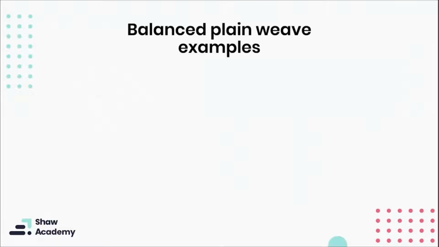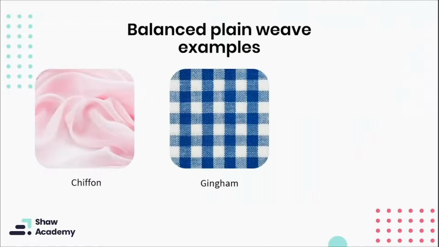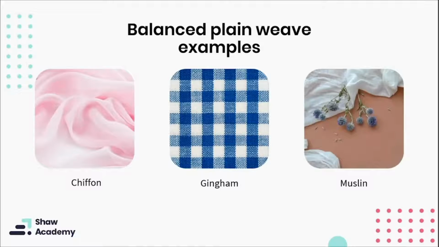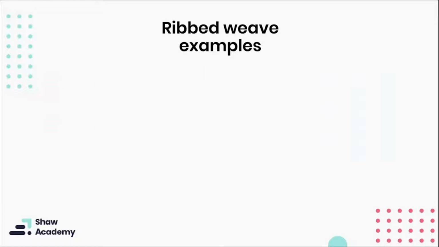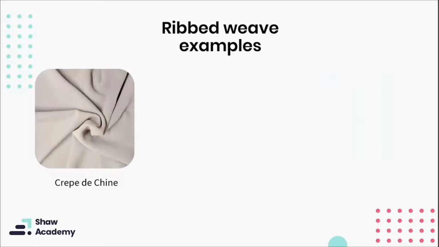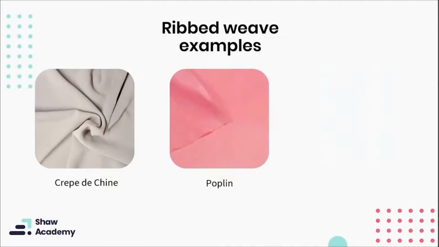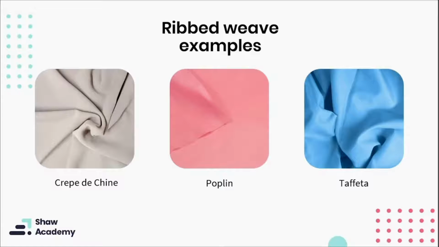Some examples of balanced weave include burlap, chiffon, gingham, flannel, muslin, and voile, to name a few. There are quite a lot more. Examples of ribbed weave include crêpe de chine, poplin, and taffeta. Again, I am just naming a few.